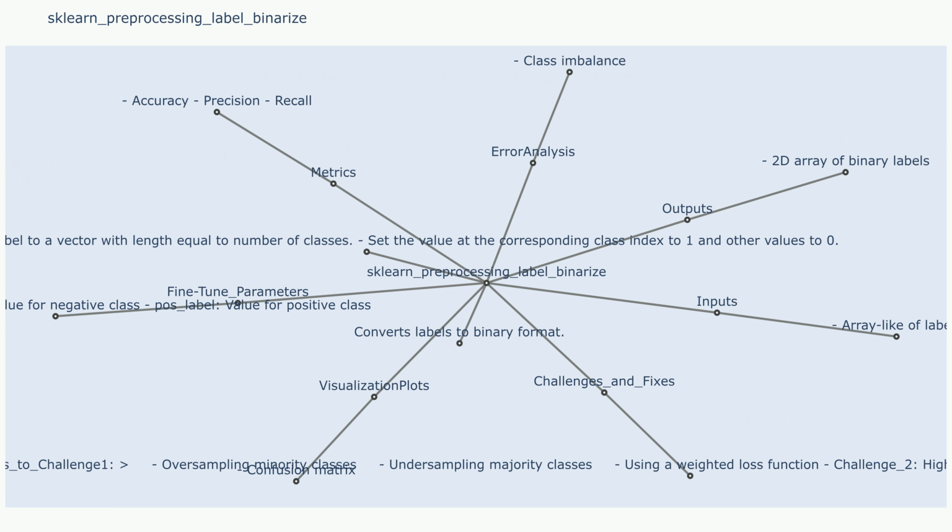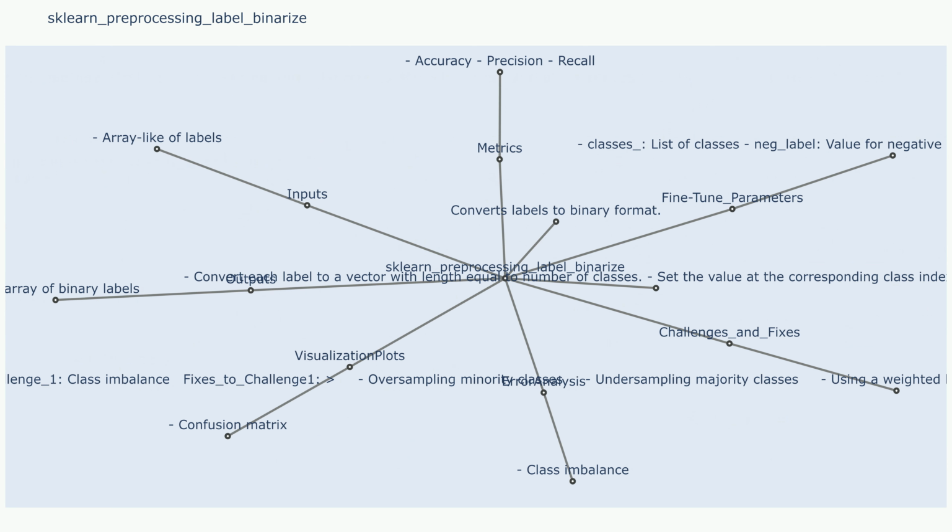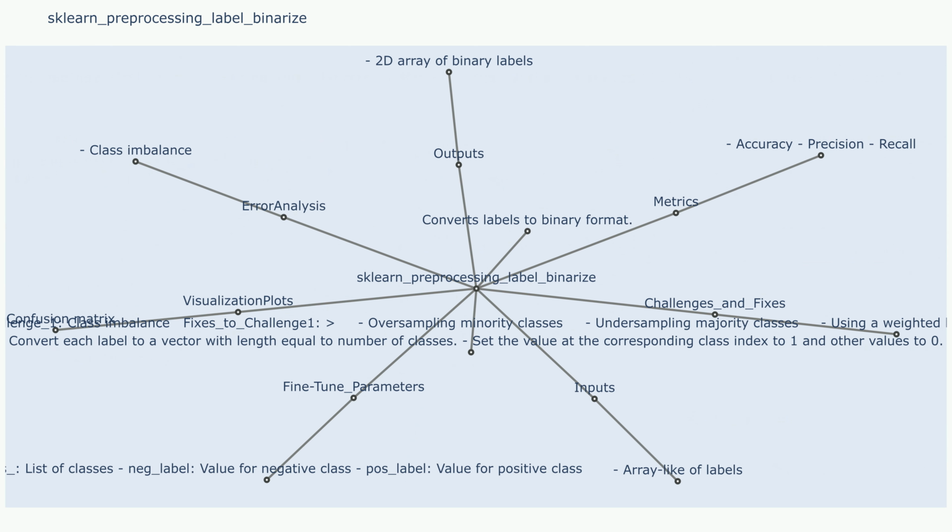Outputs. Y. A binary matrix where each row represents a sample and each column represents a class. The value in each cell indicates whether the corresponding sample belongs to the corresponding class, 1, or not, 0. Classes. A list of the unique classes in the dataset.